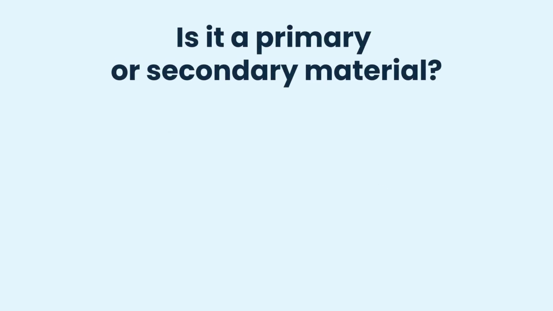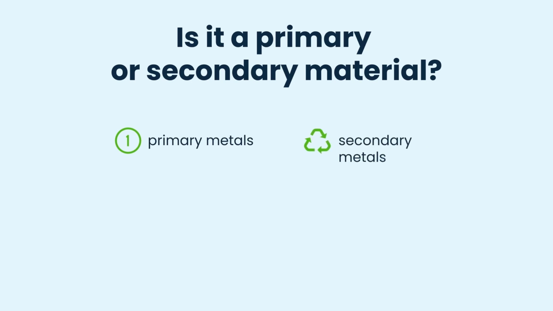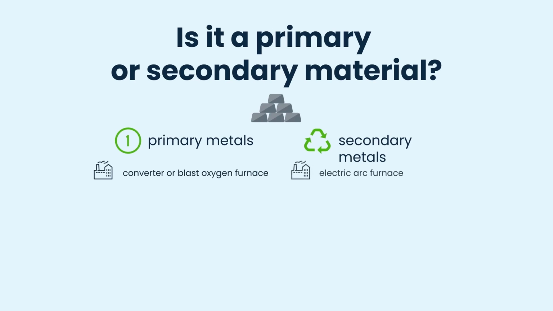Next, Ecoinvent contains both datasets for primary as well as recycled metals. So if you know whether you're using primary or secondary metals, you can build a more accurate model. Taking steel as an example, primary steel is usually produced in a converter or blast oxygen furnace, and secondary steel in an electric arc furnace. If you're not sure what the secondary or primary content of your metal is, you can always use a market for dataset. These represent a regionally representative mix.